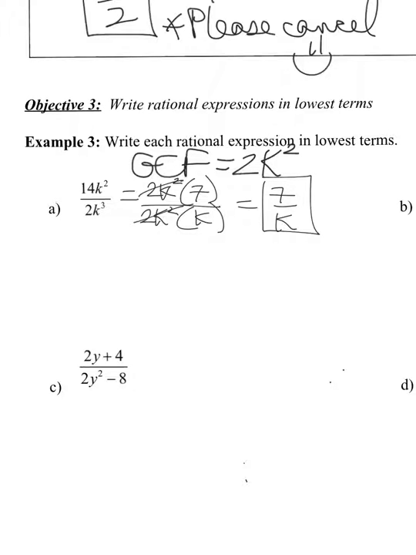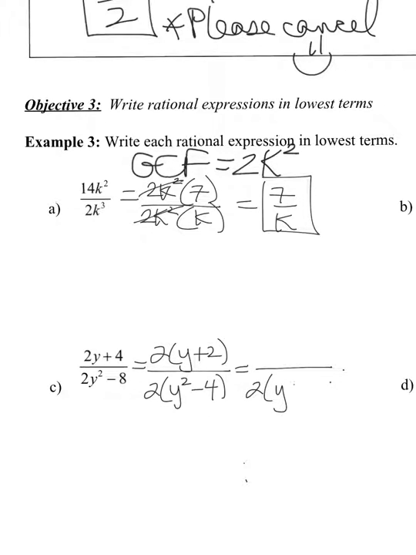If I go to part C, I notice that there's a common factor in my numerator. So I'm going to factor both the numerator and the denominator separately. If I take out 2, my common factor, I'm left with y plus 2. In my denominator, I notice there's a GCF of 2, leaving me with y squared minus 4. I hope this looks familiar to you. I have a perfect square minus another perfect square. Yes, that's the difference of squares. So I further factor my denominator into y plus 2, y minus 2.